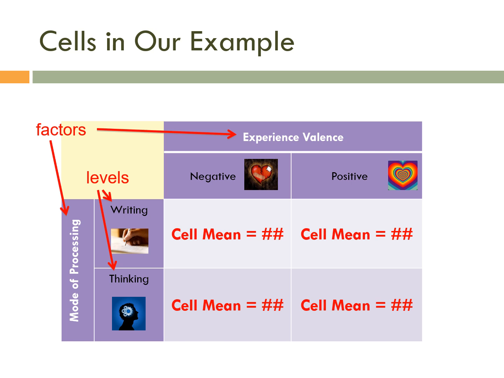We can diagram out our 2 by 2 factorial ANOVA here by having our two factors, mode of processing and the experience's valence, on our X and Y in our table, and then we have each of the levels, whether it's the writing or thinking for our mode of processing independent variable, or the negative or positive valence for our experience valence independent variable. And then within each combination of those independent variable levels, we have a different cell mean. With two levels of each independent variable, that means we're going to have 4 cell means.